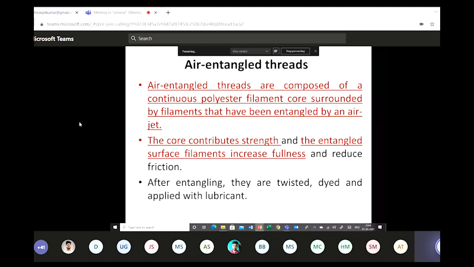Okay, so you can take 2-3 single yarns, then you twist them, and that is basically called plying. And if you want, you can dye it. And if you want to apply lubricant, you can apply lubricant. That depends on the applications. Here twisting means such air entangled yarns are plied.